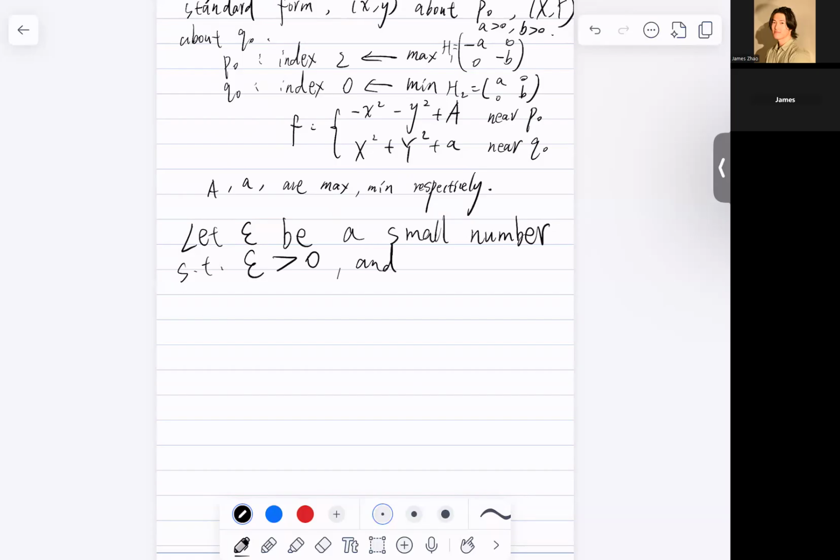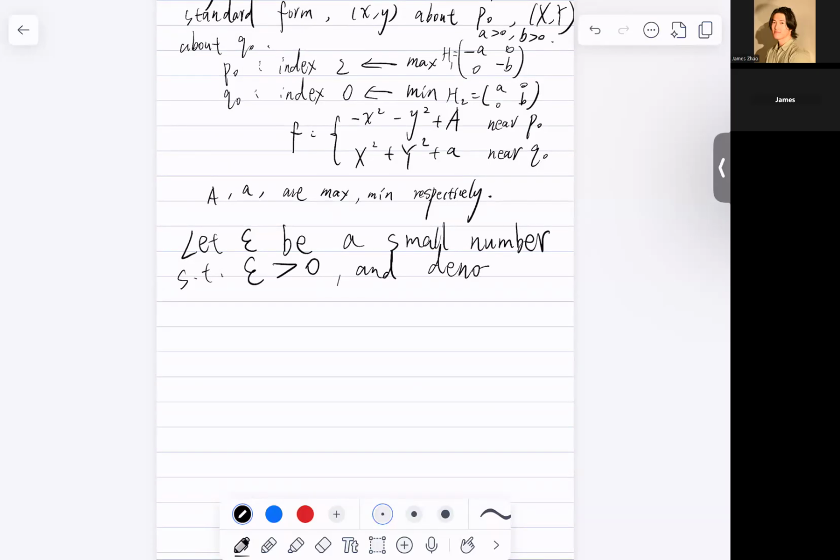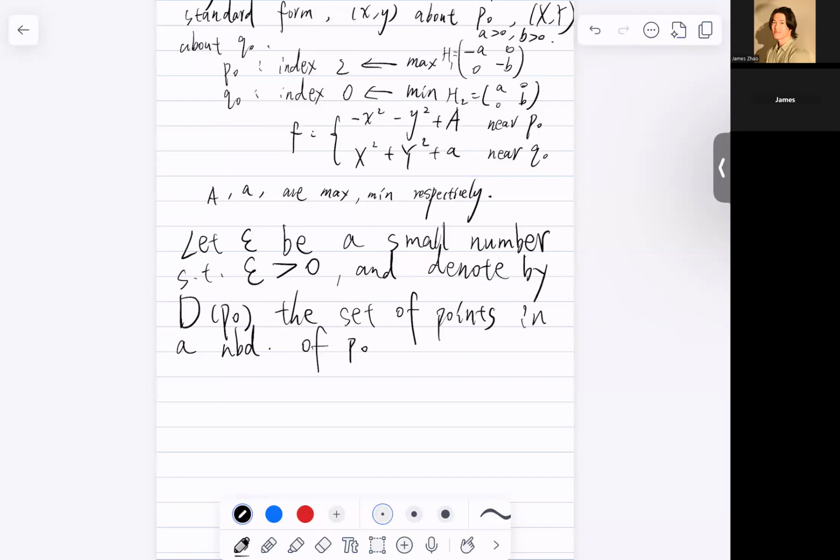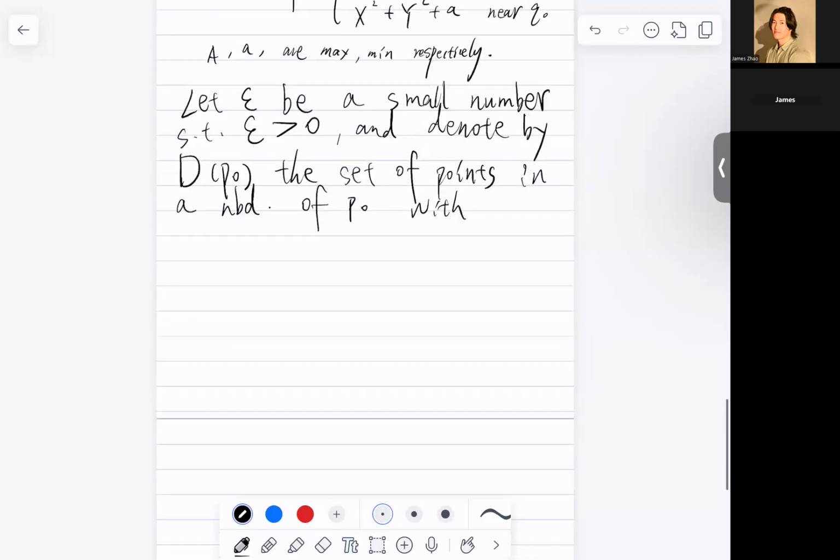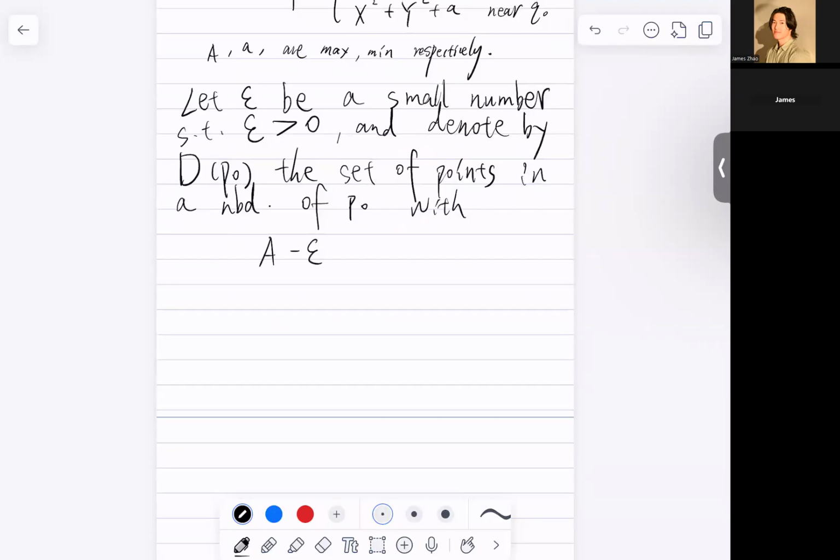And denote by D p naught the set of points in a neighborhood of our p naught with this relationship. So a minus epsilon, some very small number, is smaller or equal to f of p, which is also smaller or equal to a.